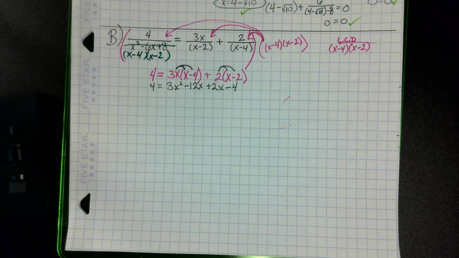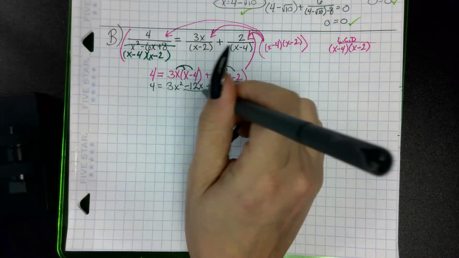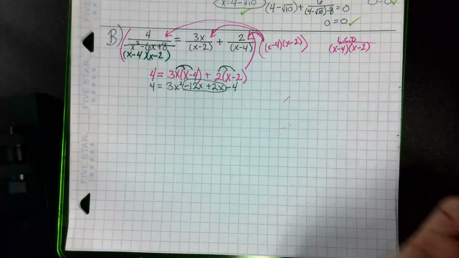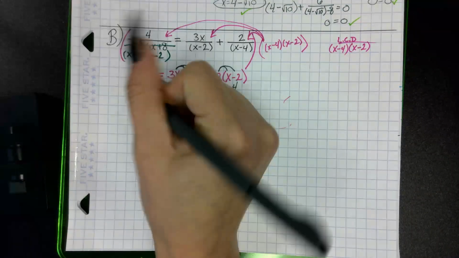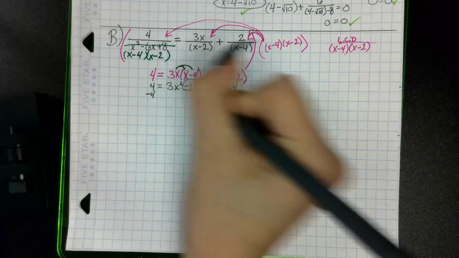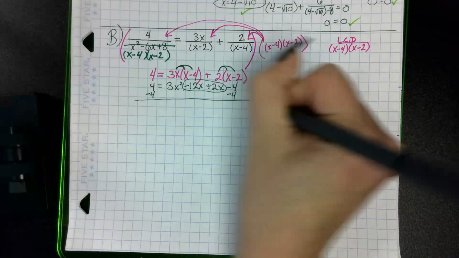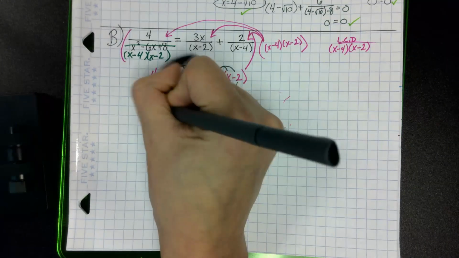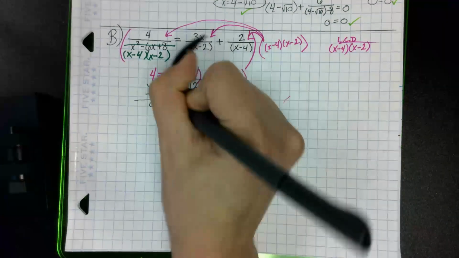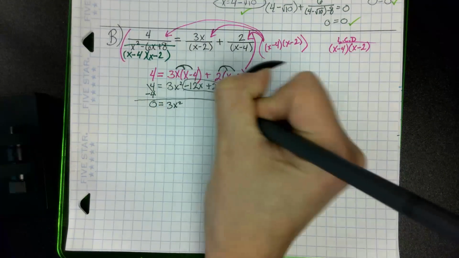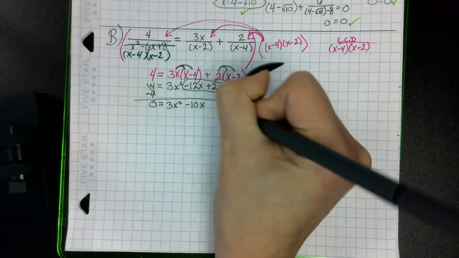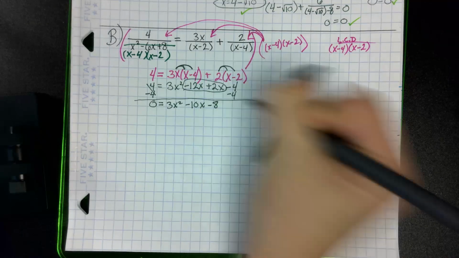And then I have like terms. I want to combine my like terms because there's x terms in the middle. And when I do that, I want to go ahead and move this 4 also while I'm doing it. So I'm going to subtract 4. I'm just going to do 2 things at once. All right, so now on the left I have 0. That equals 3x squared minus 10x minus 8.